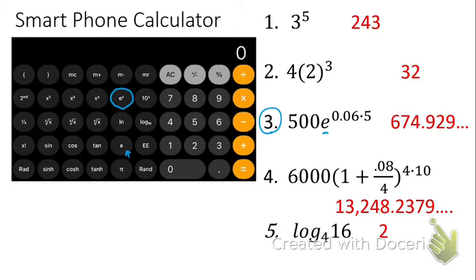Now, the first thing we need to do is figure out that. So you're going to type in 0.06 times 5, hit equals, and you get a number. Once you have that number, you hit e to the x. That should take e to whatever that was. Now, since that number is in your calculator, you go to the times button, since this is being times 500. So times 500, and you should get this out of it.